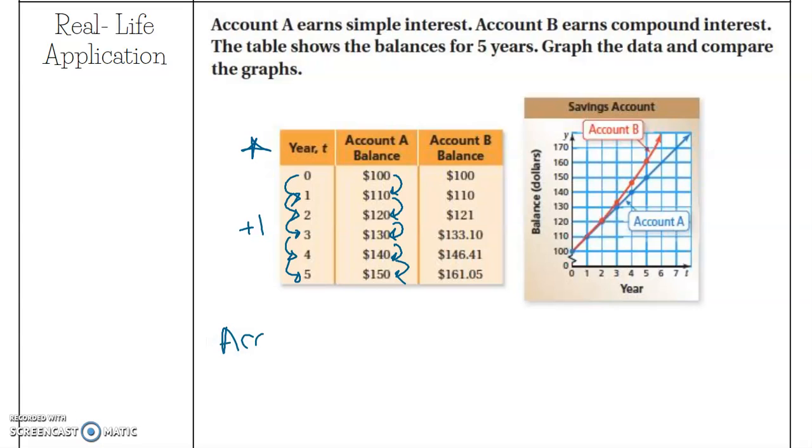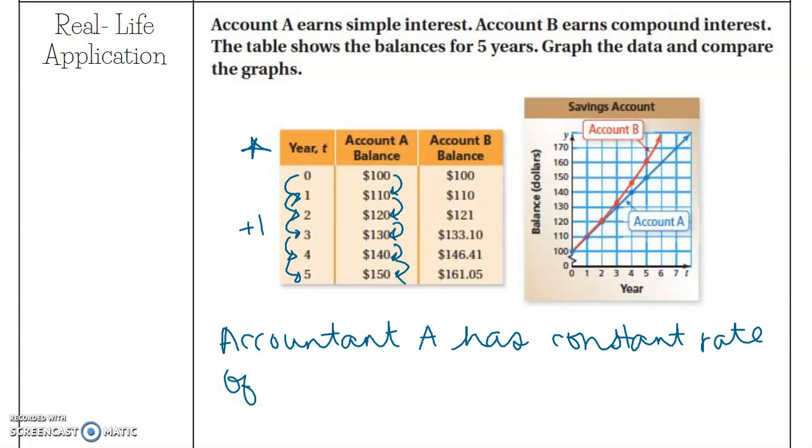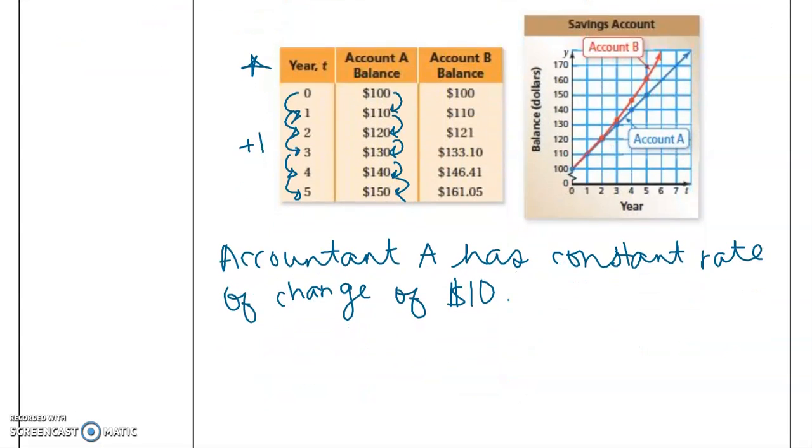So we know that accountant A has a constant rate of change of $10. So theirs is constantly increasing by $10 every year. So we know that accountant A is a linear equation.